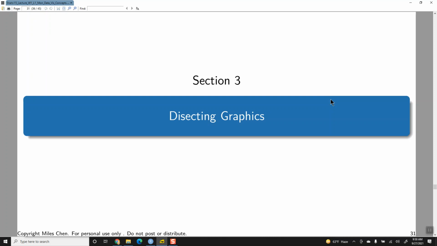And then I guess we can pick up on this on Wednesday. We'll talk about dissecting graphics, but then we'll also get into making the graphics themselves.